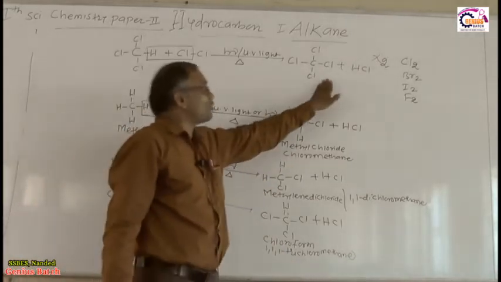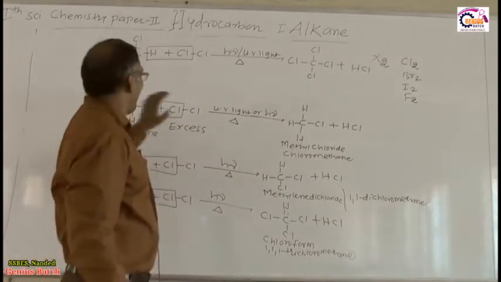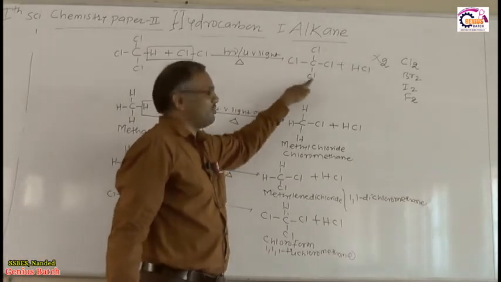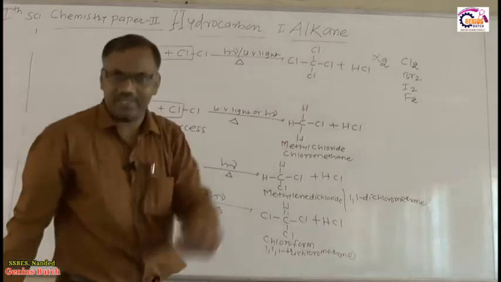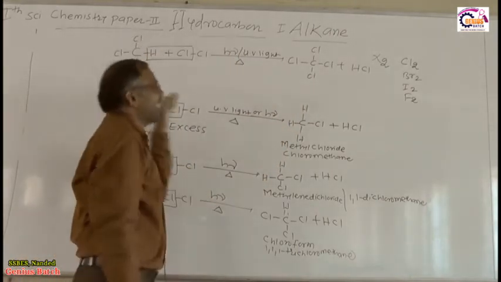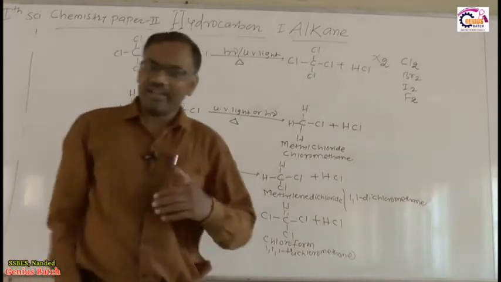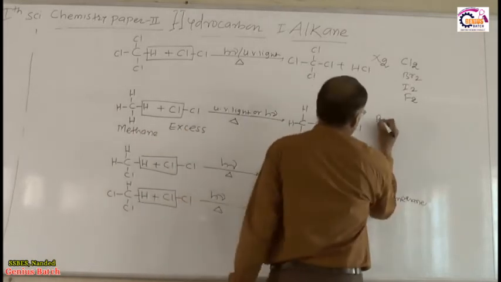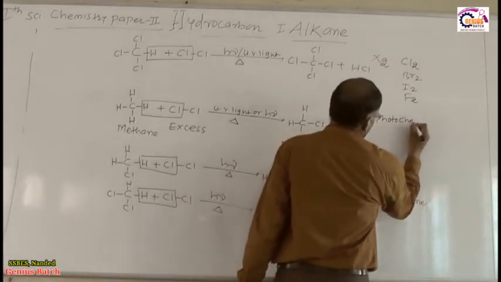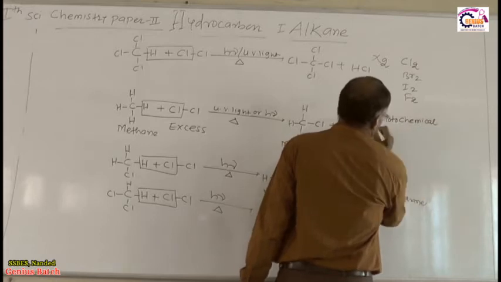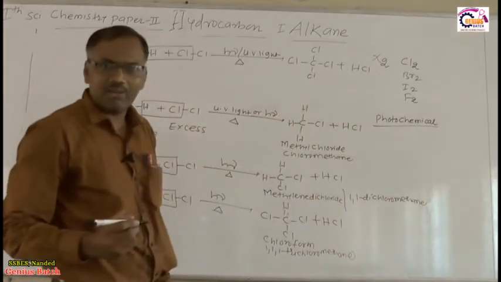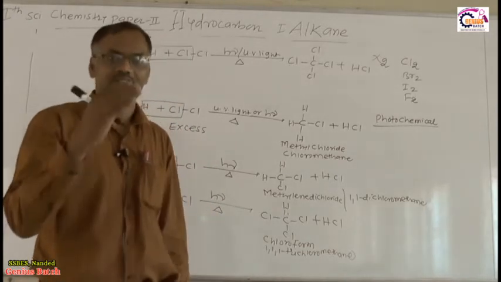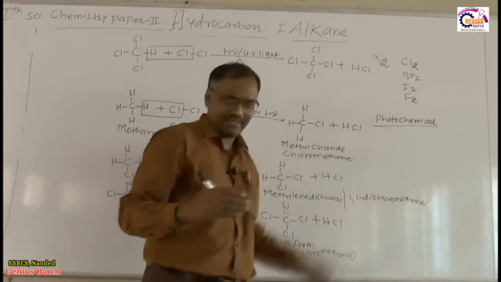Here there is no hydrogen atom remaining, so hence the reaction stops here. Because all the hydrogen atoms have been replaced, no more hydrogen is present. So this is called the chain reaction. This reaction is also called the photochemical reaction. Why is it called a photochemical reaction? The chemical reaction is carried out with the help of photons, so that is called the photochemical reaction.